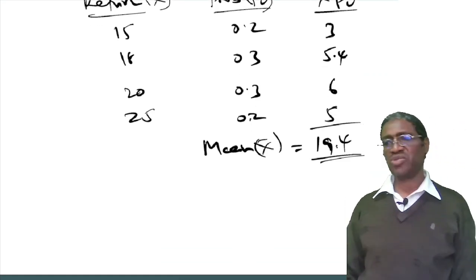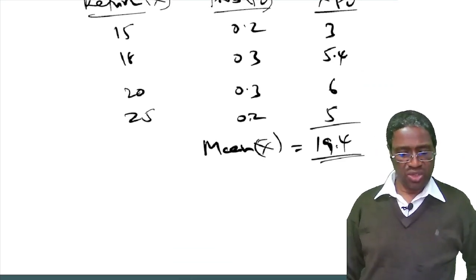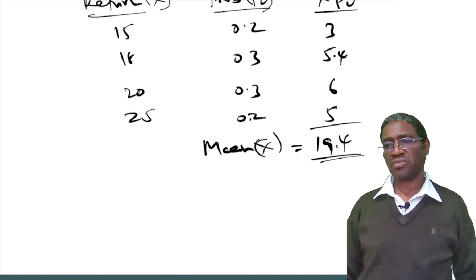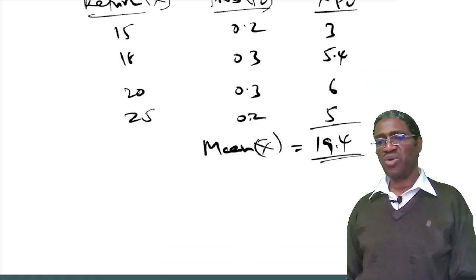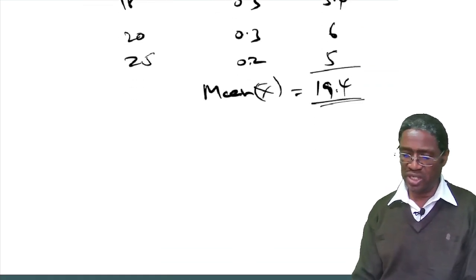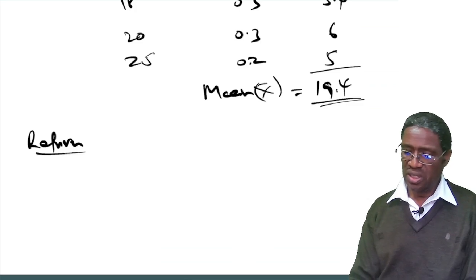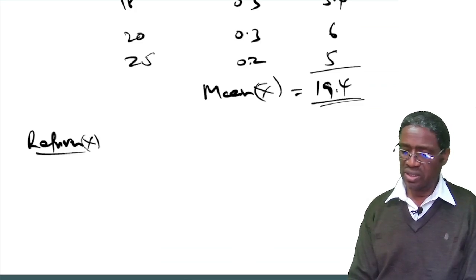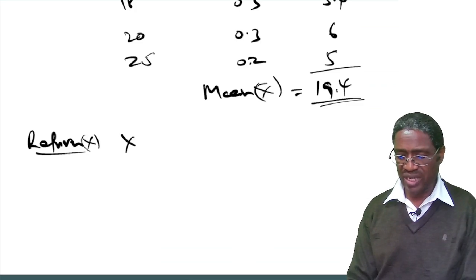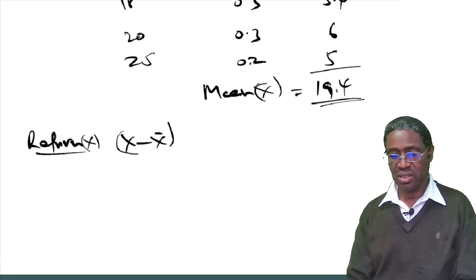Now we know the mean, so let's use it to get the standard deviation. Let me prepare a table. We have a column for return, a column that is X, and a column for X minus X bar, the deviation from the mean.